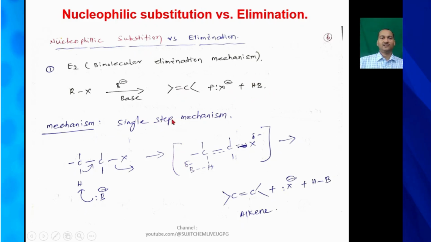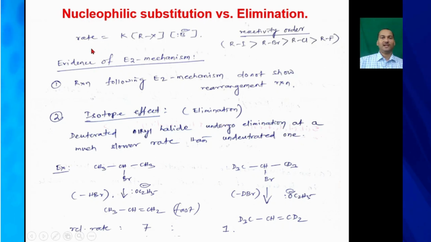So here is the mechanism, which occurs in a single step. Here is the alkyl halide. B minus will attack this proton, this bond will move here, and it will kick out X as X minus. As a result you have a transition state like this. As the B-H bond starts forming, the C-X bond starts breaking. So you end up with alkene plus X minus and HB.